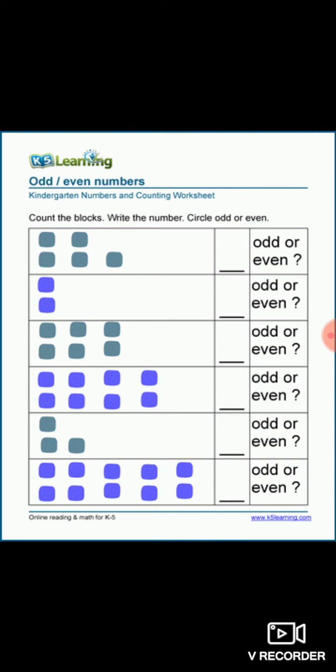Next 6 blocks are given, so 6 is equally paired, so it is an even number. Next 8 blocks are given. 8 was equally paired by 2 groups, so it is an even number. Next 3 blocks are given, so 2 was paired and 1 was left out, so it is an odd number. And the last one is 10 blocks. 10 is an even number and it was paired by 5 groups, so it is an even number.